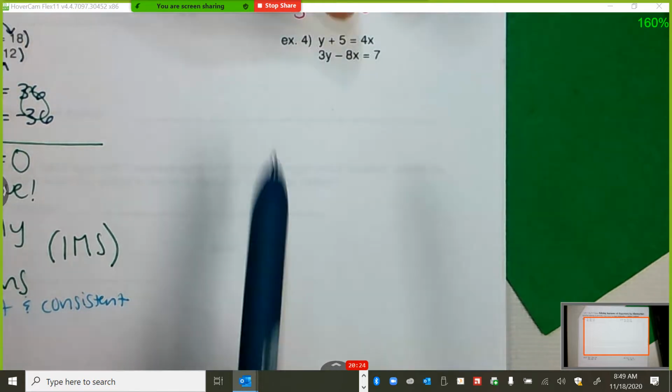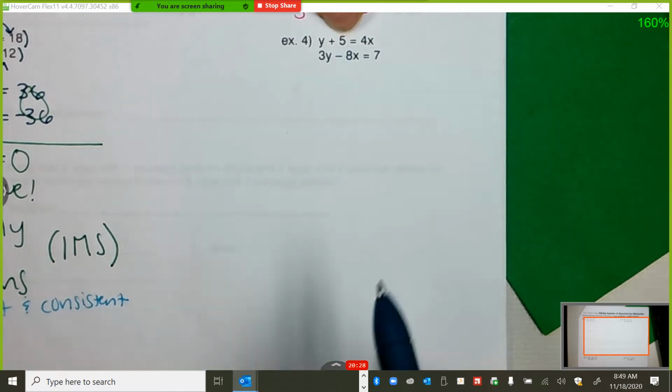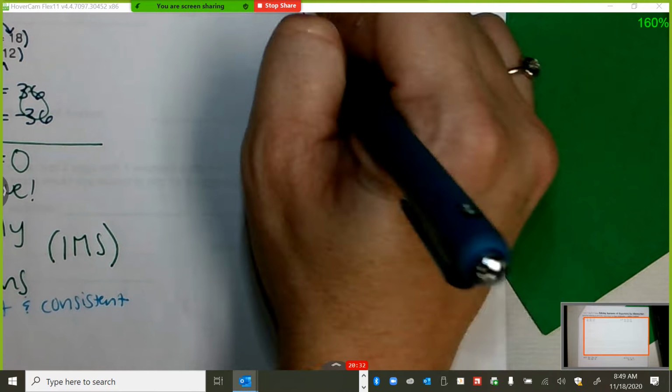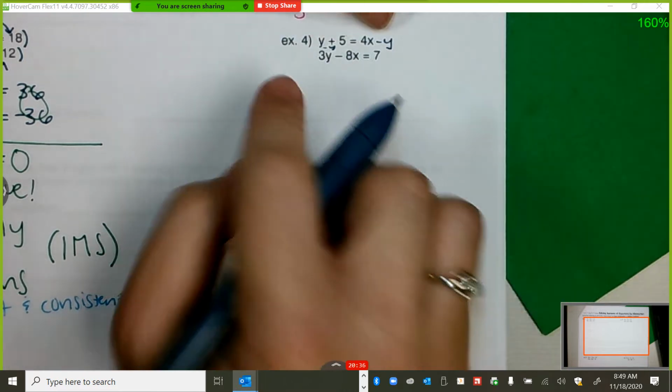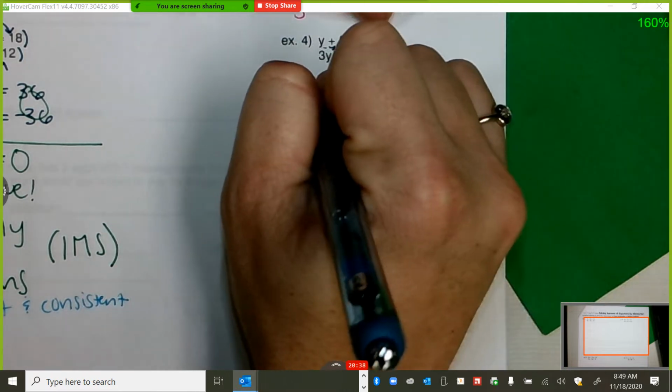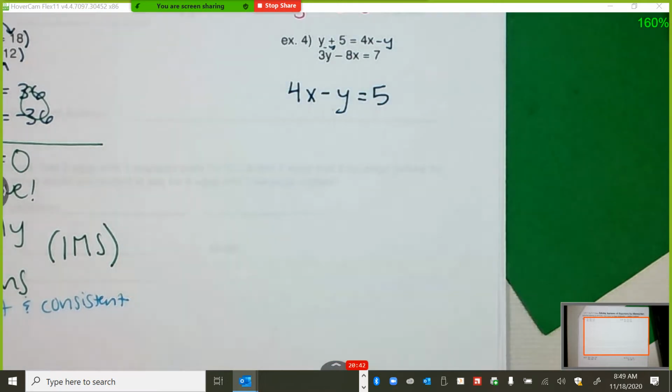What do I need to move here to get x and y on the same side? The y, right? Can I just subtract y from both sides? Minus y, and I'm going to rewrite it but flipped, and I get 4x minus y equals 5. So all I did just now was rearrange that top equation. Okay?